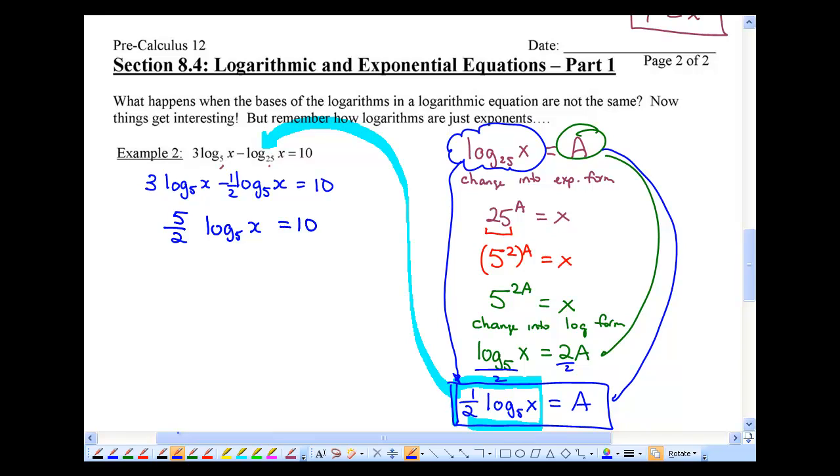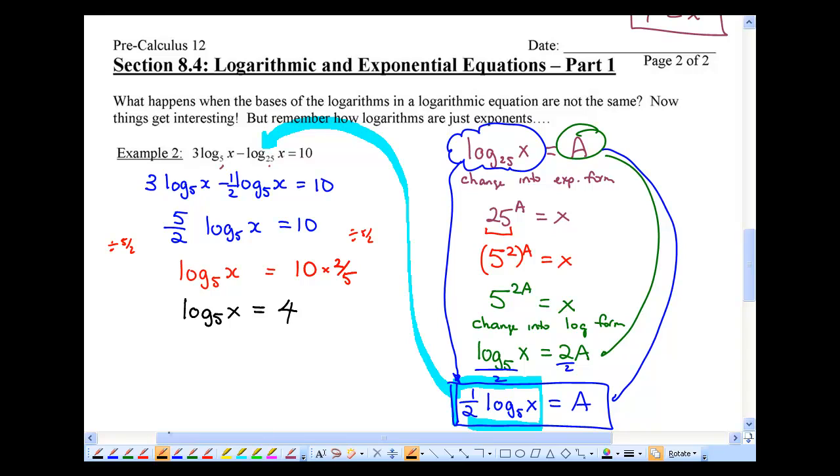Well, I want to isolate the log base 5x. I'm going to divide both sides by 5 over 2. So I get log base 5x. Dividing is the same thing as multiplying by the reciprocal, so that's times 2 over 5. 10 times 2 is 20, divided by 5 is 4. So this just becomes log base 5x equals 4.